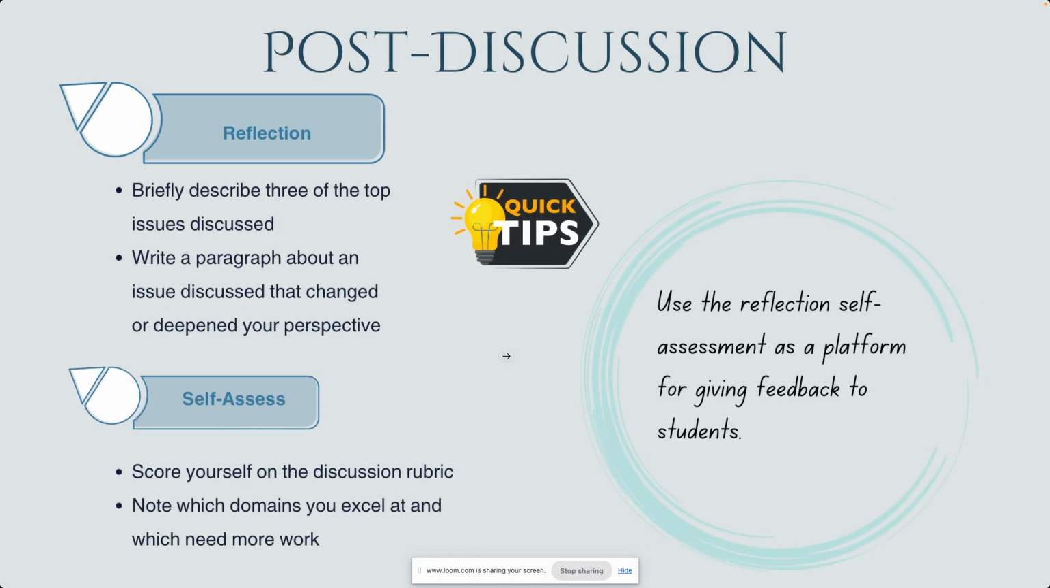All right, so you got through your first academic discussion. Now it's time to ask your students both to reflect and to assess what they did. Often we ask students to briefly describe three of the top issues that were discussed either in their whole group or partial group discussion. But then we also ask students to write in a little bit more detail about some topic that changed their perspective or deepened their understanding.